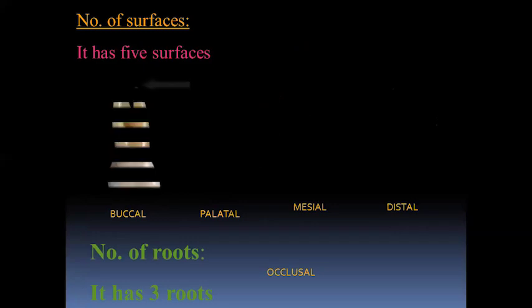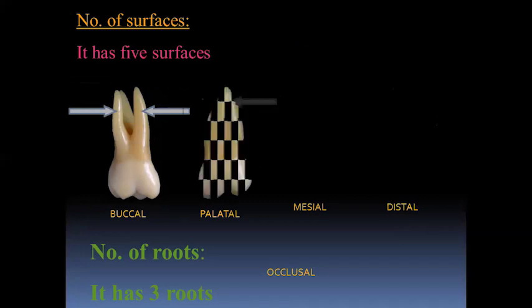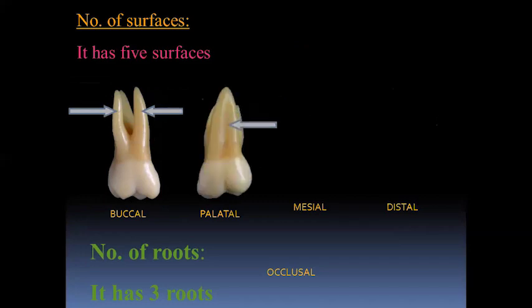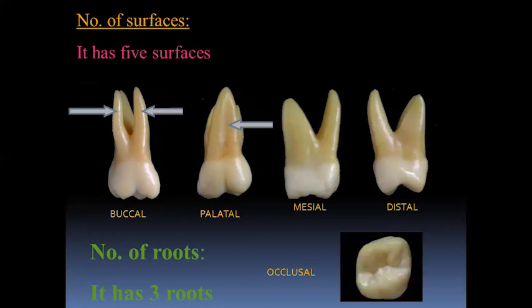It has 5 surfaces: buccal, palatal, mesial, distal, occlusal. Number of roots: 3 roots, 2 buccal roots and 1 palatal.